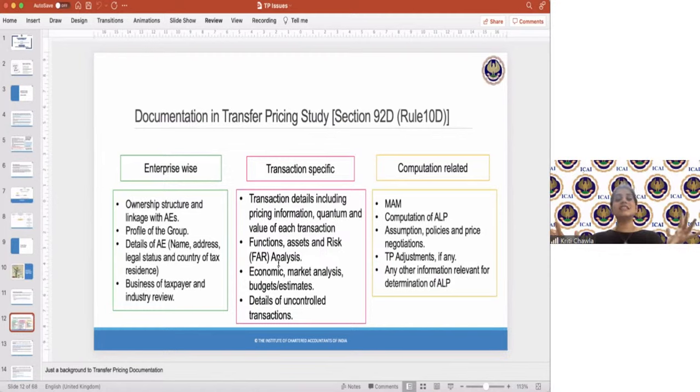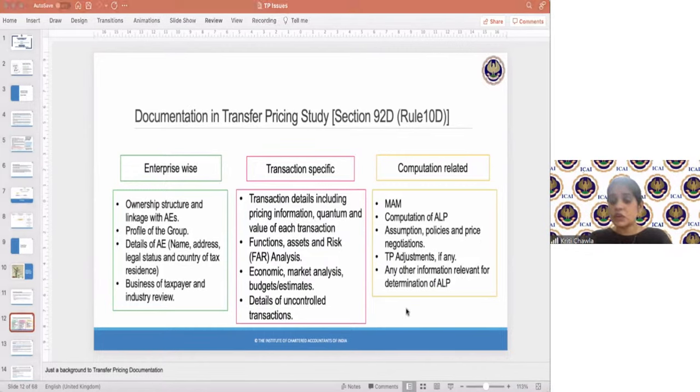And this is the reason the TP study becomes so elaborate, because you just understood the kind of information, the kind of details that we actually put in a transfer pricing study. And that is how it's a very, very thick document, substantiating and providing not just information relating to the AEs, not just information relating to the international transactions or specified domestic transactions, but also the mode of calculation of ALP. Everything is provided in the TP study.